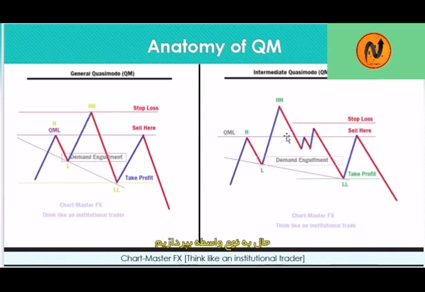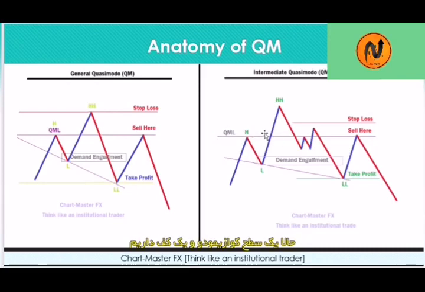So now we go to the intermediate Quasimodo. On the intermediate Quasimodo, you can see that the price rallied up. Once the price rallied up, it dropped. Once it dropped, we see that the price was able to engulf this high and it created a higher high. Once it created a higher high, you see that a Quasimodo level was actually created here.